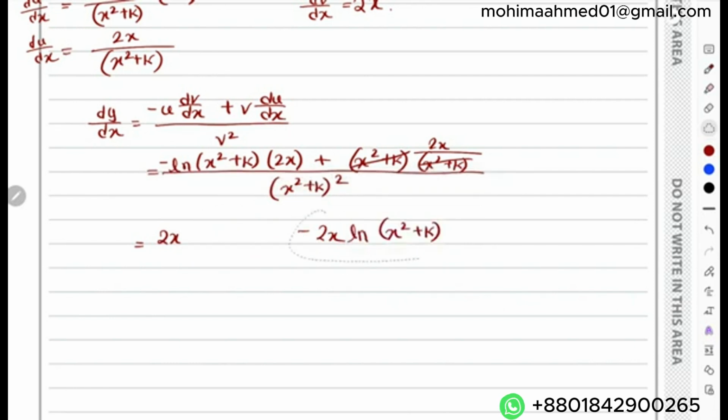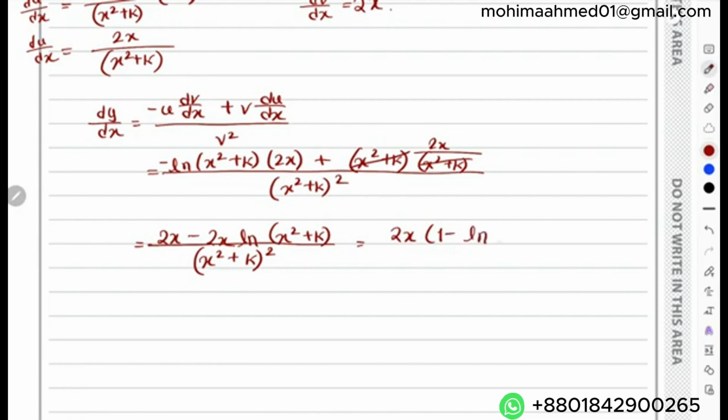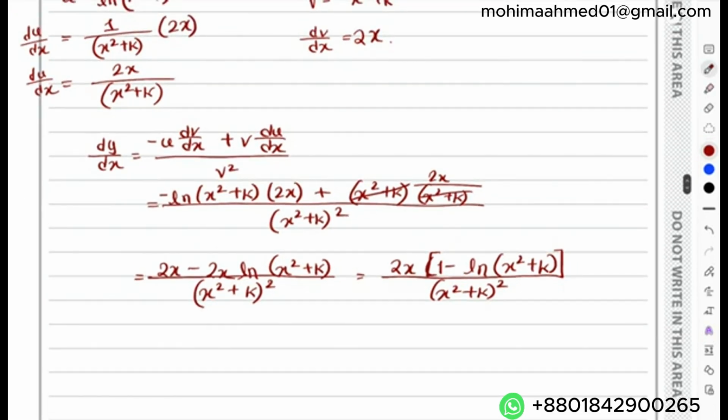This will be over here, and this is the state. Okay. So the denominator is going to be the same. On the numerator, you can take 2x as a common factor. So the equation can look like 2x(1 minus ln(x² + k)) divided by (x² + k) whole squared. Okay, so this is the maximum way we can organize it.